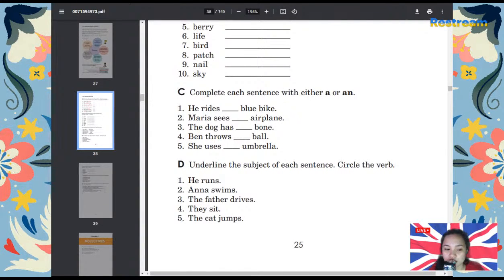Okay, very good. Yes, true. The subject is the father. Okay, the father, or just the word father, because father is a noun, a person, and drives is a verb, an action. Okay, so good job. Number four, they sit. They sit. So which one is the verb and which one is the subject?